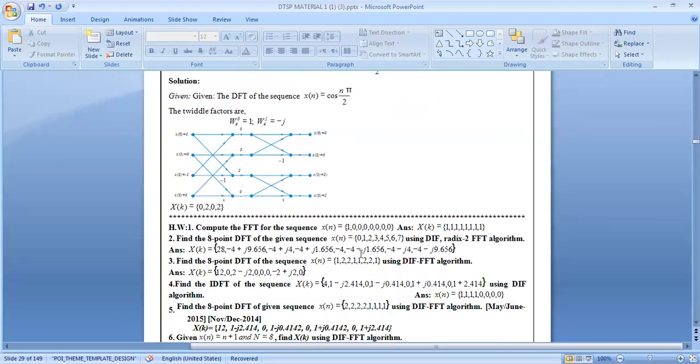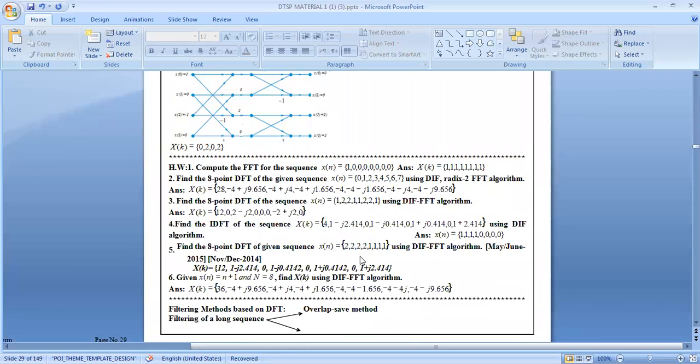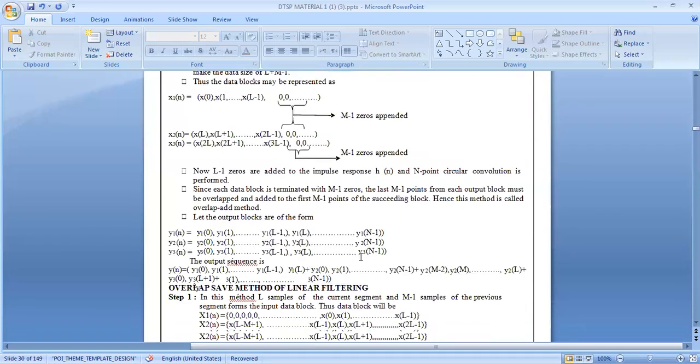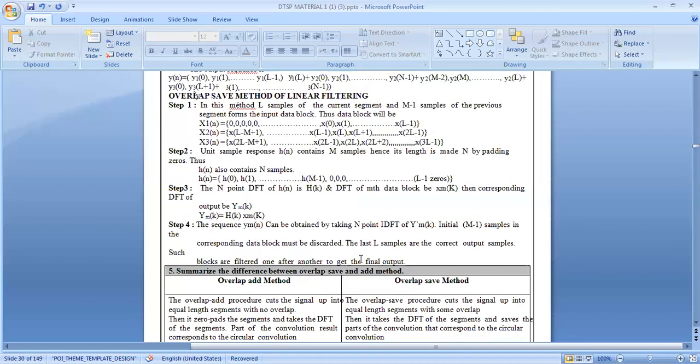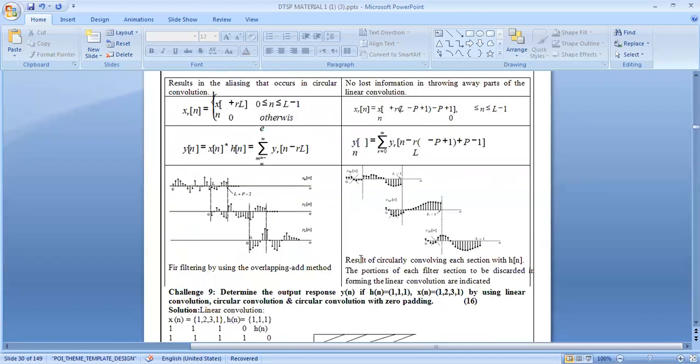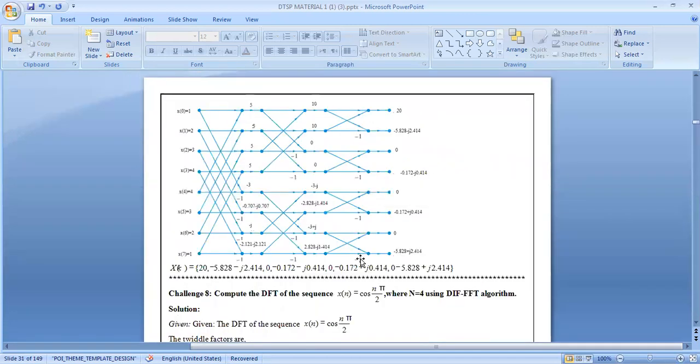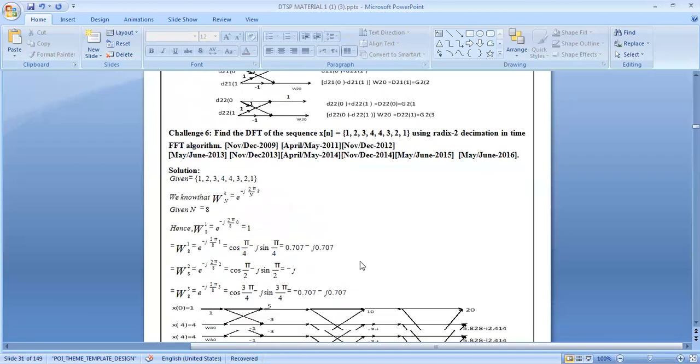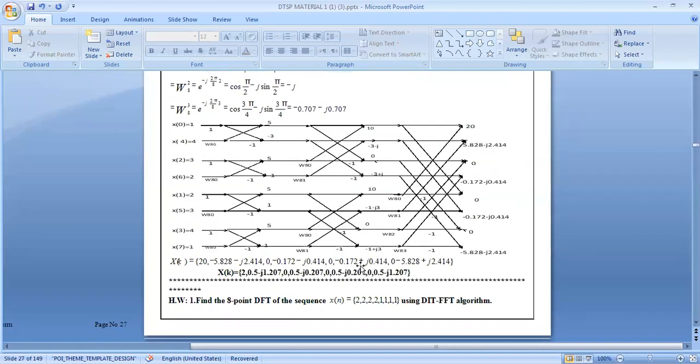The next topic is about filtering methods. When we talk about filtering methods, we have to do the overlap save method and the overlap add method. So what is the difference between the overlap add method and the overlap save method?